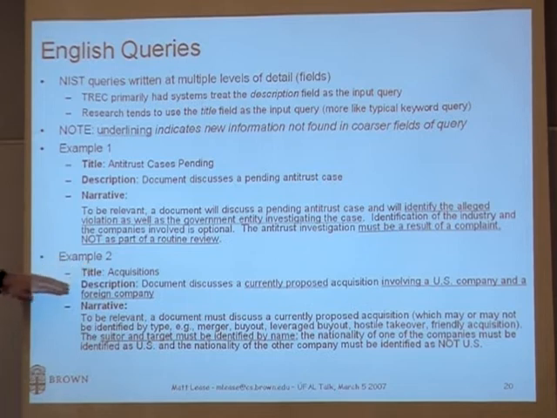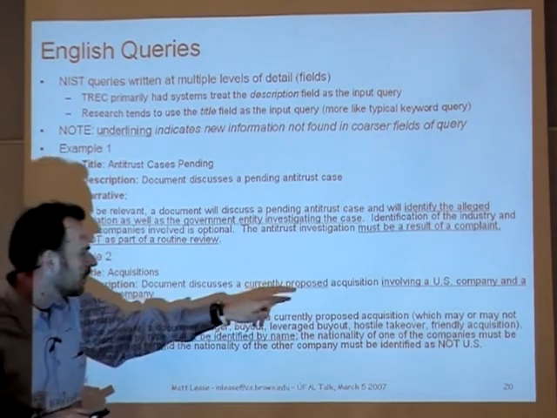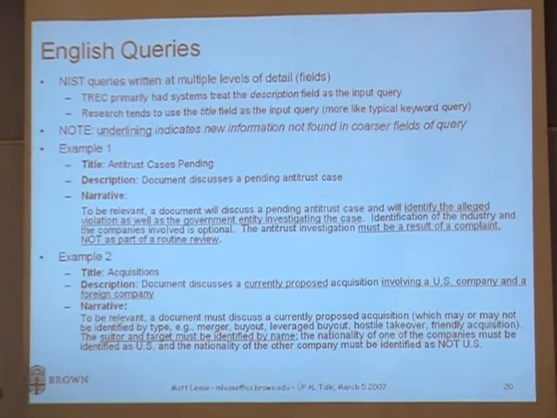Title is acquisitions, and you see even in the description, the acquisition must be currently proposed and involve a US company and a foreign company. So the annotator would come in at NIST, and he would think of an idea of a query to do, and he would write this specific description of what defines a relevant and irrelevant document, and then he would go through and do the annotation.